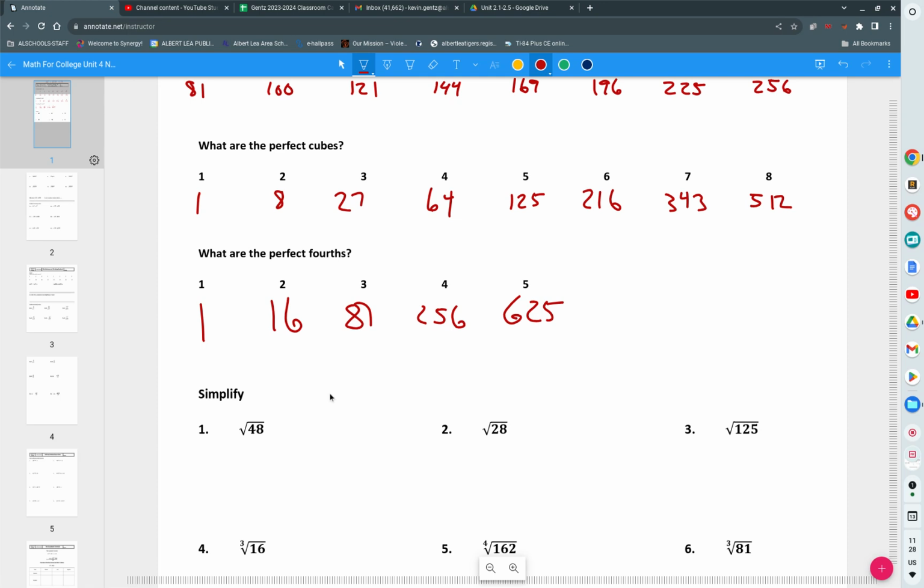So our goal is to take those perfect squares, cubes, and fourths, and be able to use them to simplify radical expressions today. So you see the first one on the board, it says the square root of 48. Who can think of a perfect square that divides evenly into 48?